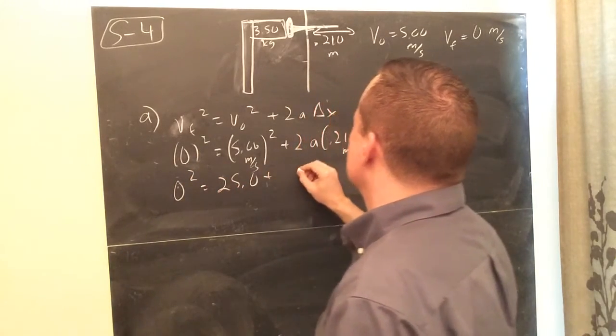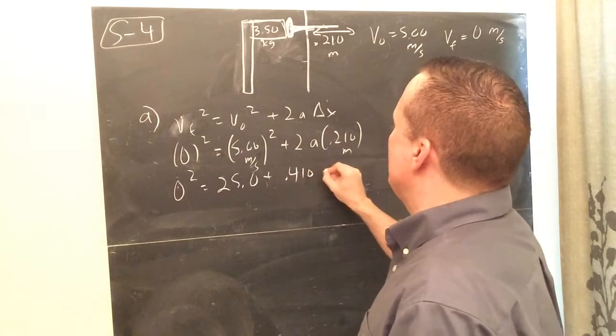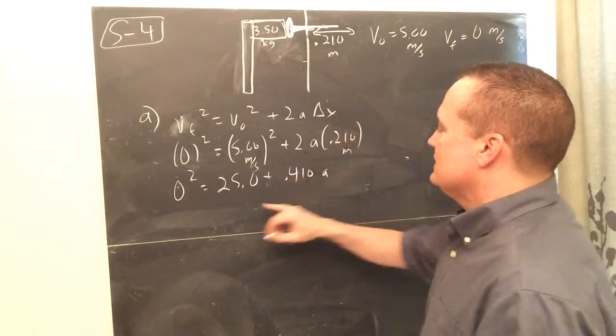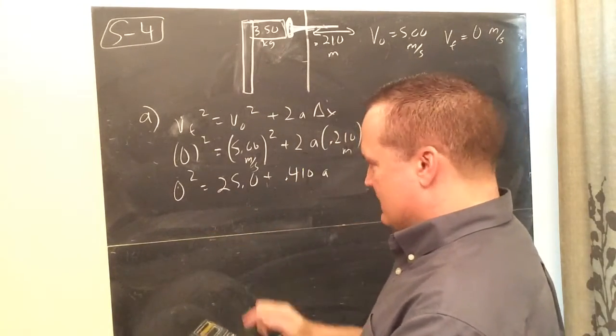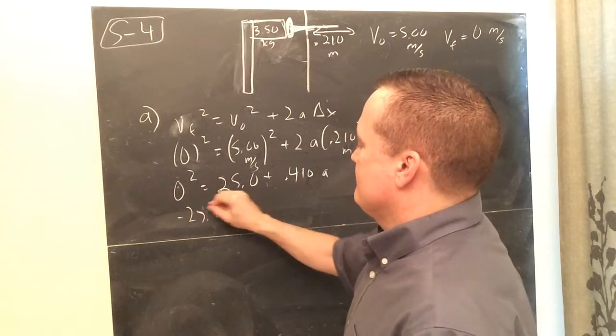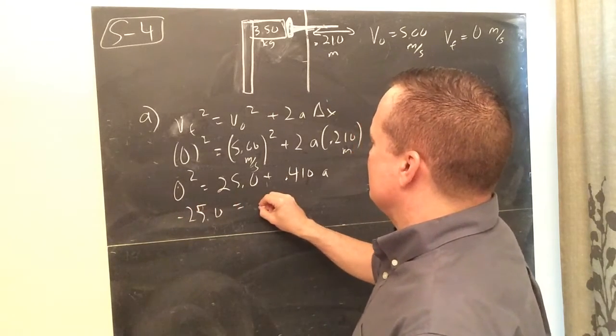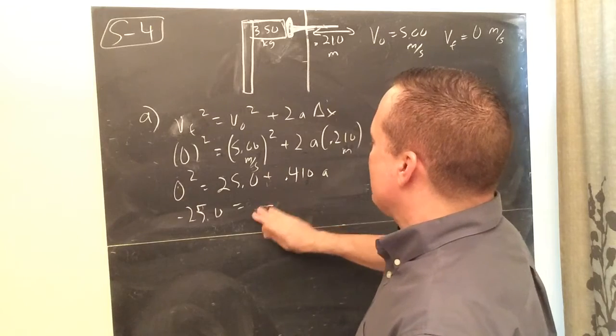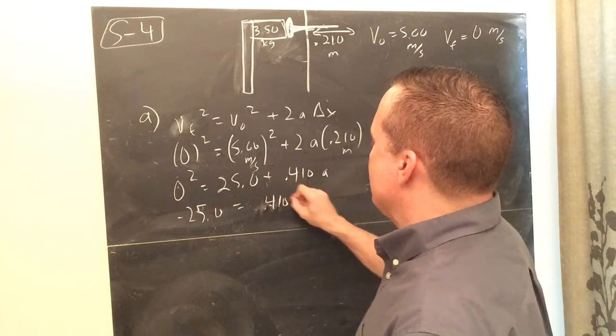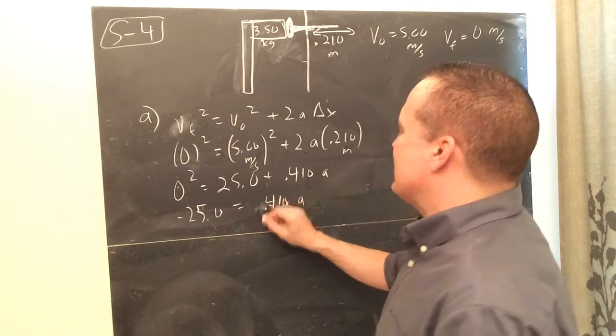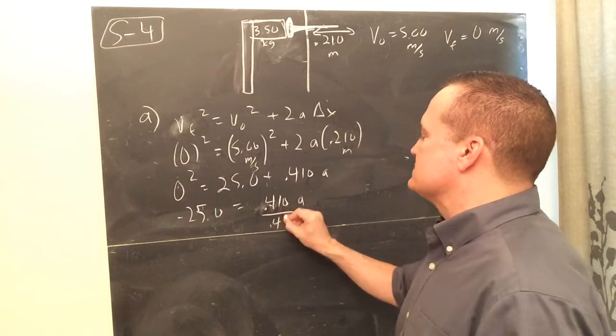25 plus 0.410 a, 2 times 0.210. So, negative 25 equals positive 0.410 a. It's a negative acceleration because it came to rest. It came to a stop.